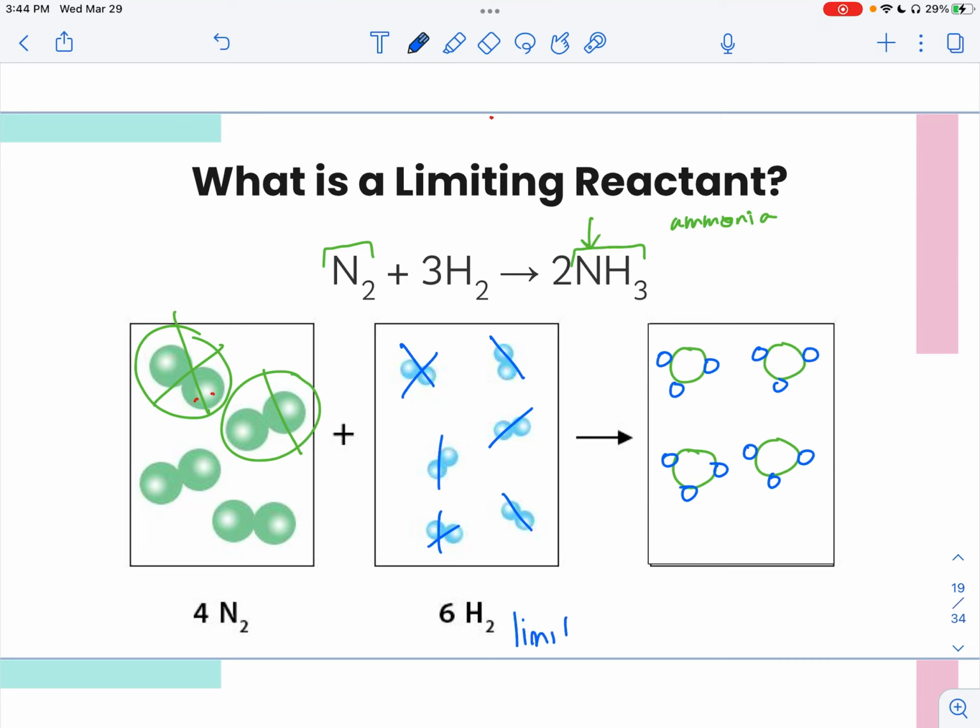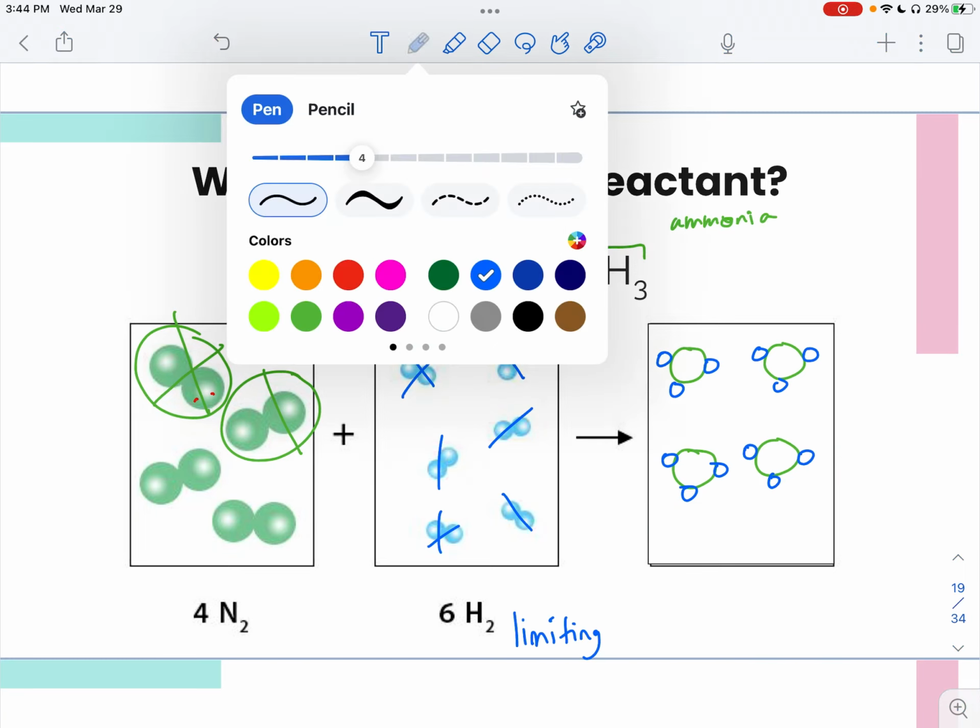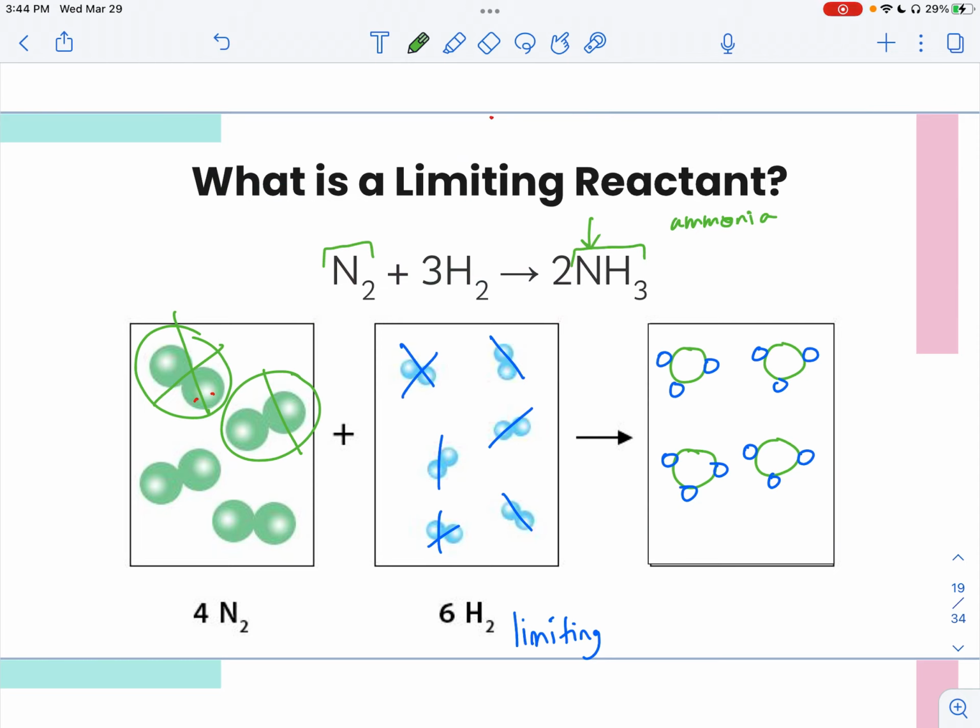So that's going to make hydrogen my limiting reactant, right? But I have some nitrogen left over, right? So that makes nitrogen my excess reactant. So your excess reactant is just whichever one you had extra of, okay?